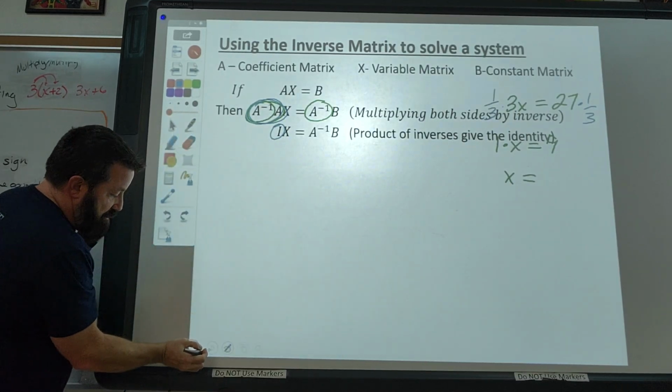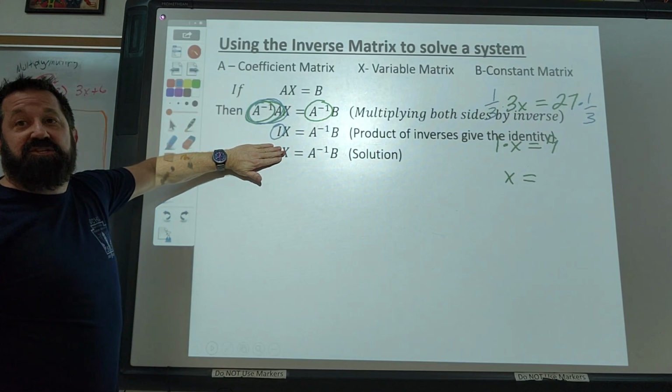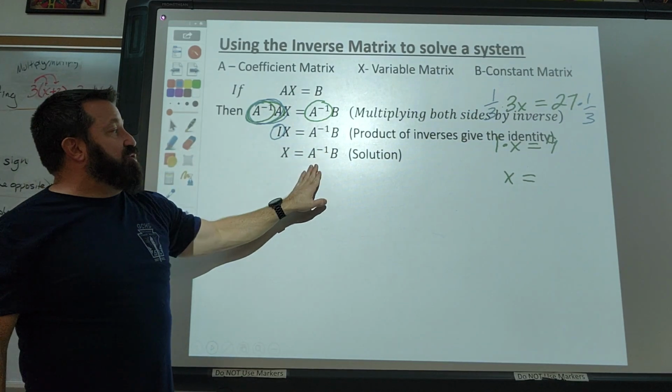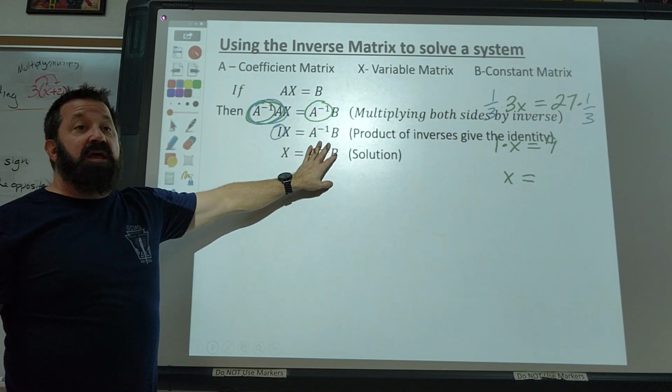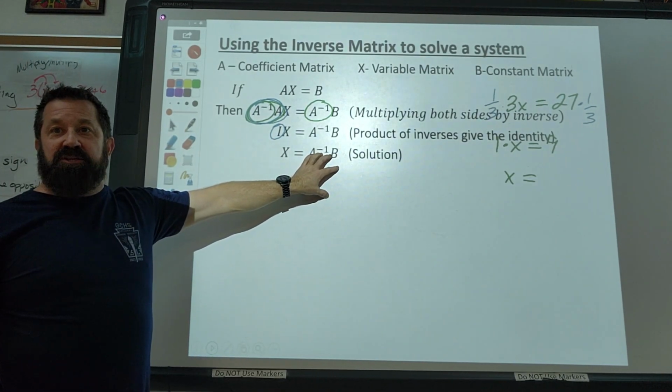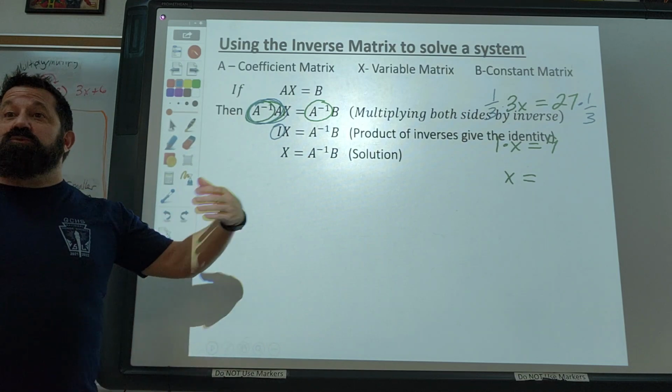So you'll be left with just the variable matrix on this side. Then you have to do a little work on this side. You'll have to multiply that inverse matrix times b, and you'll get 3 numbers for an answer, and that will tell you what x, y, and z are. Okay? So that's where we're going with this.